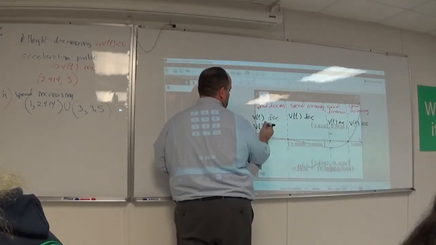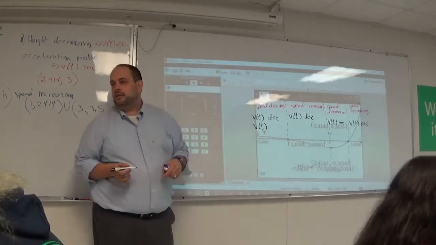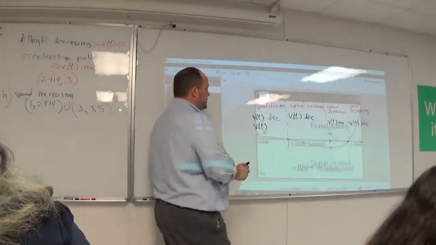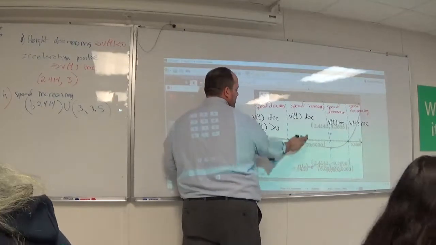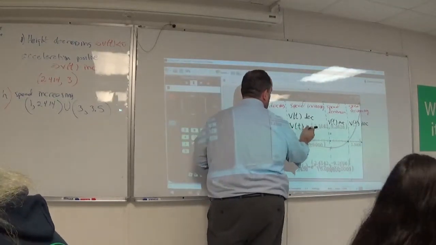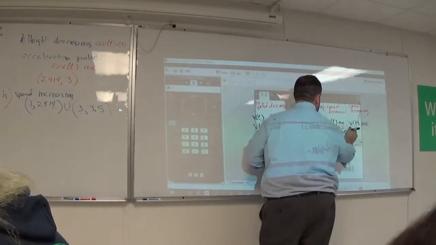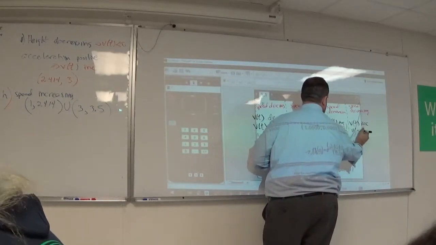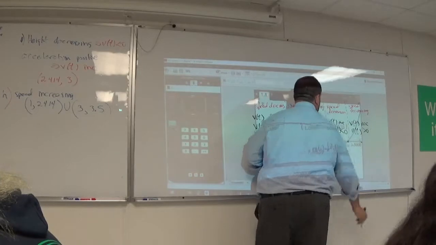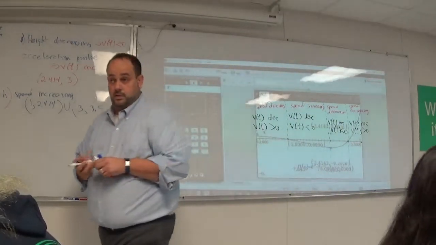Now let's look at the sign of the velocity. The sign of the velocity in this first interval? Positive. Sign over here? Negative. Sign over here? Negative. Sign over here is positive.